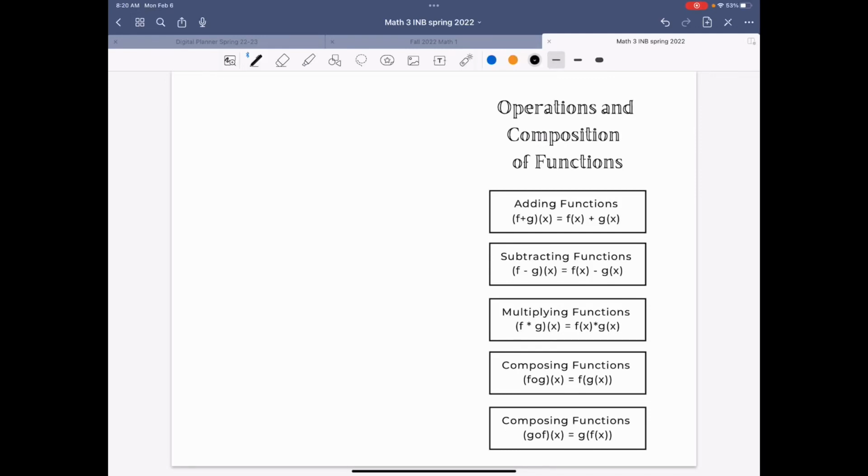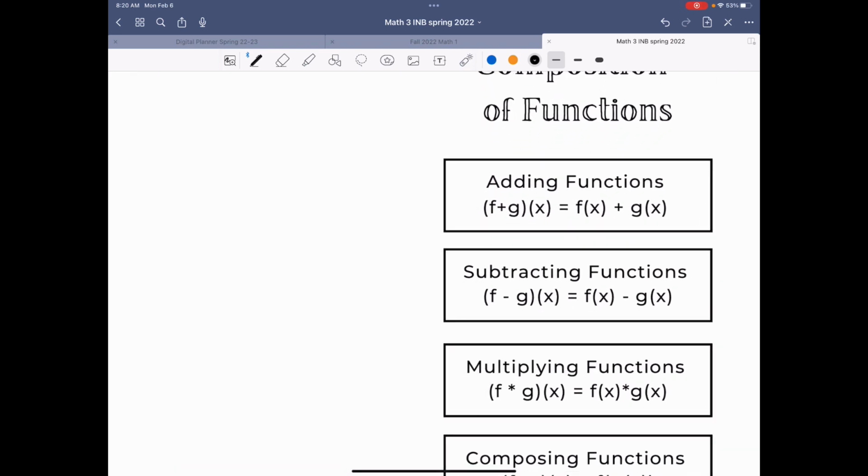All right, for today's lesson, we're going to be talking about operations, adding, subtracting, and multiplying, and composition of functions. So basically, you're going to have some notations that you're going to need to pay attention to. When we talk about a function, f and g, they could be named anything. They give them different names just so you know that they're different functions themselves.